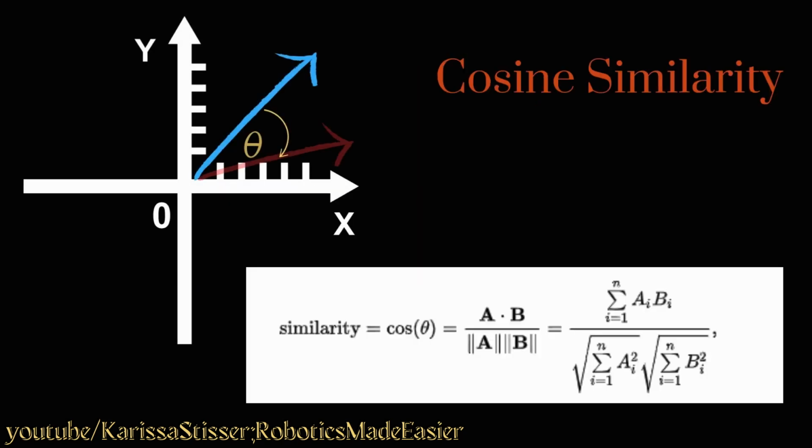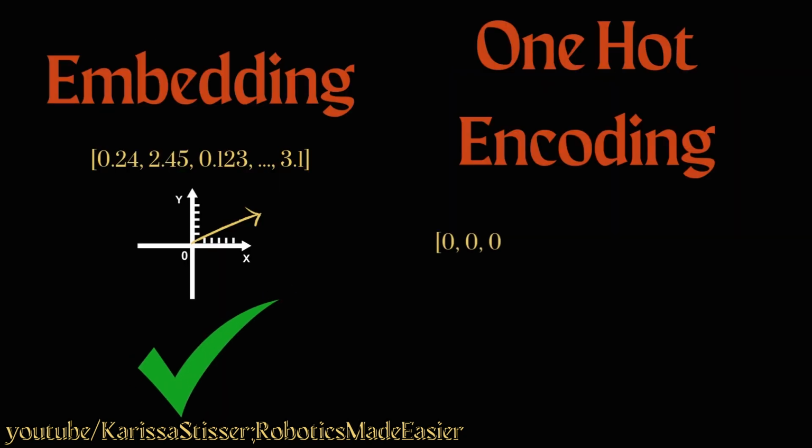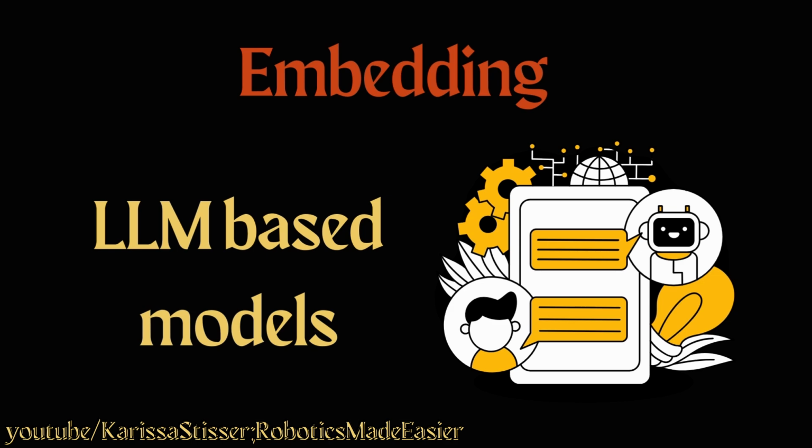The proximity can be measured with cosine similarity, taking the cosine of the angle between the two vectors. Embedding representations are more effective and efficient than one-hot encoding, which stores a 1 for the word in question and a 0 for everything else, and that gets pretty sparse. It's common that embeddings are used in LLM-based models.